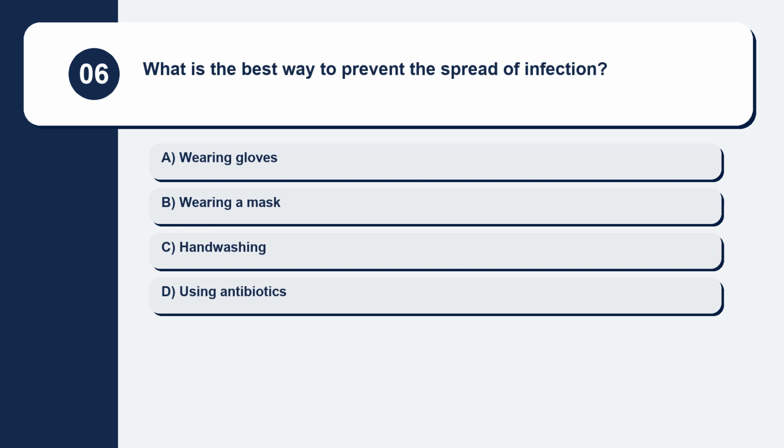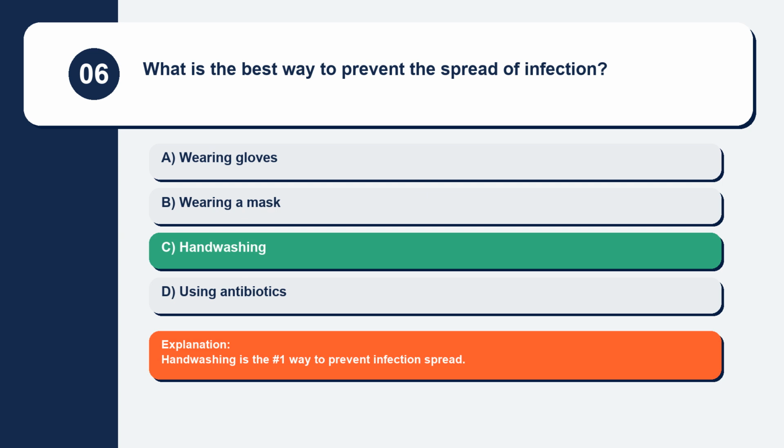Question 6. What is the best way to prevent the spread of infection? Wearing gloves, wearing a mask, hand washing, using antibiotics. Answer: hand washing. Hand washing is the one way to prevent infection spread.